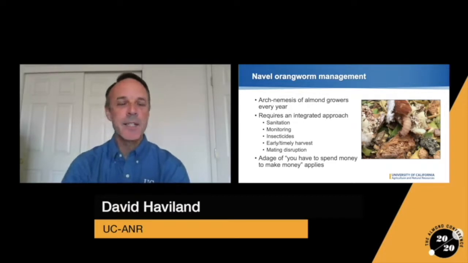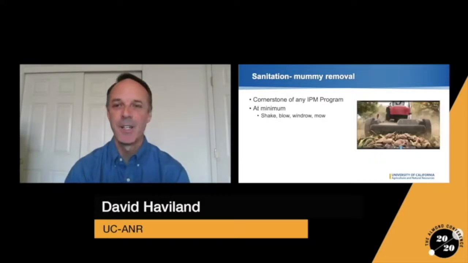Now the basics, the standard: for decades we've known that the cornerstone of an IPM program is sanitation. You've probably heard a lot about it over the years, and I'm going to talk about it again. At minimum, every single almond grower in California, in the winter, should be dormant shaking the trees, blowing those nuts to the middle, windrowing them, and mowing them. I say mow, but disking, whatever you need to do to destroy those nuts. Everybody should be doing that at minimum.